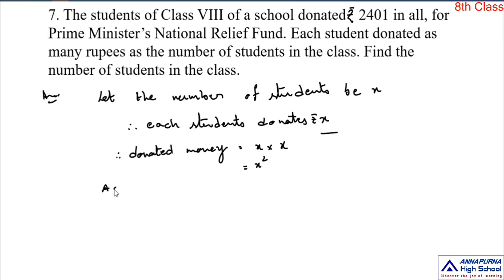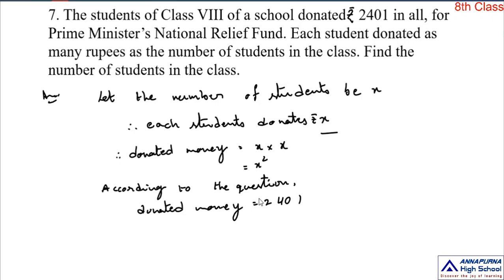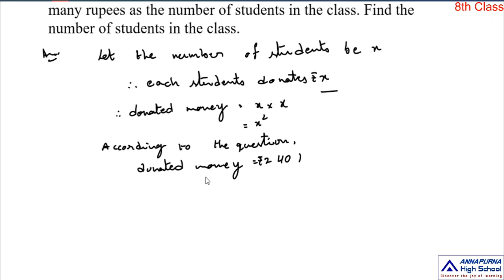But according to the question, this donated money is equal to 2401 rupees, and this 2401 rupees and this x square represent the same quantity, so that's why we are equating these two values. So x square is equal to 2401.